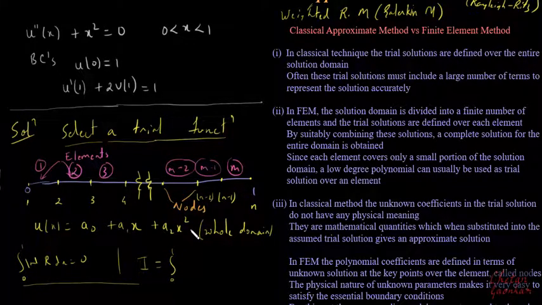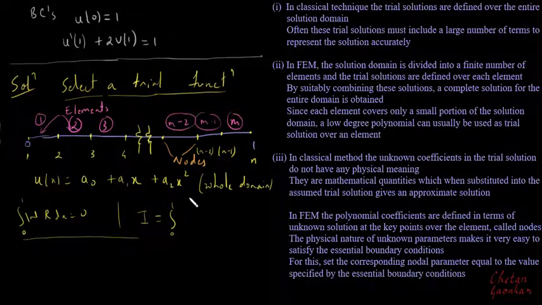We had to choose a higher degree polynomial, say a cubic, a3x cube, or up to a4x to the power 4. We had seen that as we were increasing the number of unknown parameters, or the degree of this polynomial, the solution was improving in the case of classical approximate methods. But here in the case of the finite element method, this won't be the case.